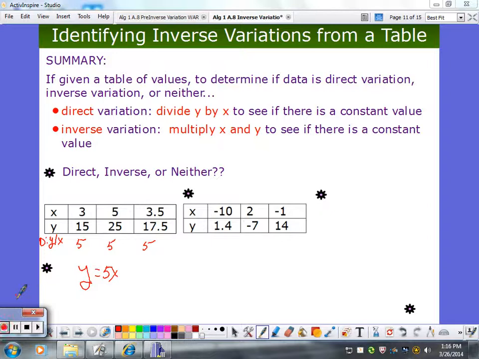So we have another example. Let's remind ourselves after that break. First, you decide if it's direct. You look for k, which for direct would be y over x. What's 1.4 divided by negative 10? Negative divided by 2.